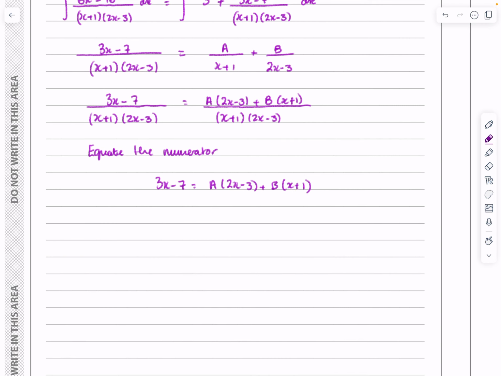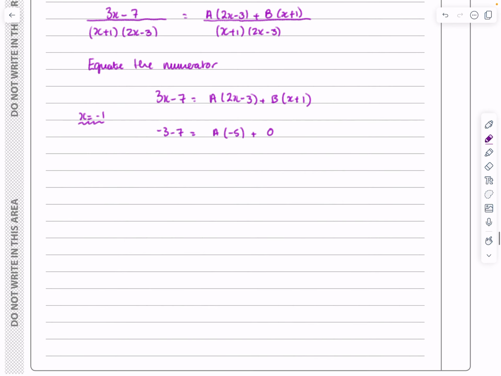So if we're equating the coefficients, what I need to do is just get rid of the a and the b. I'm going to do the simplest one first. If I let x equal minus 1 there, then I will get minus 3 minus 7 on this side, equal to a lots of minus 2 minus 3, that's minus 5. But the whole point there is that that part will be 0. So that's going to give me minus 10 is minus 5a, a is equal to 2.